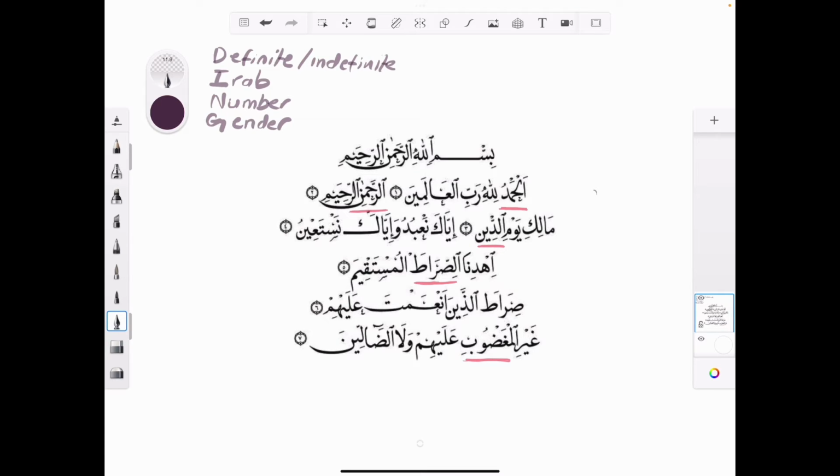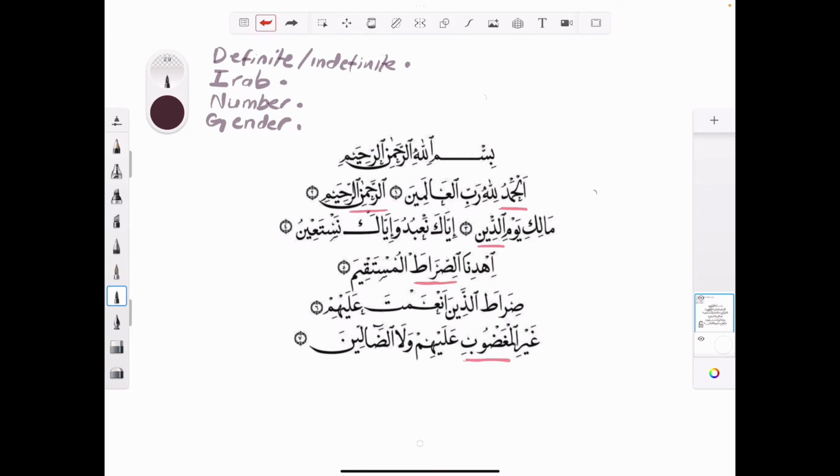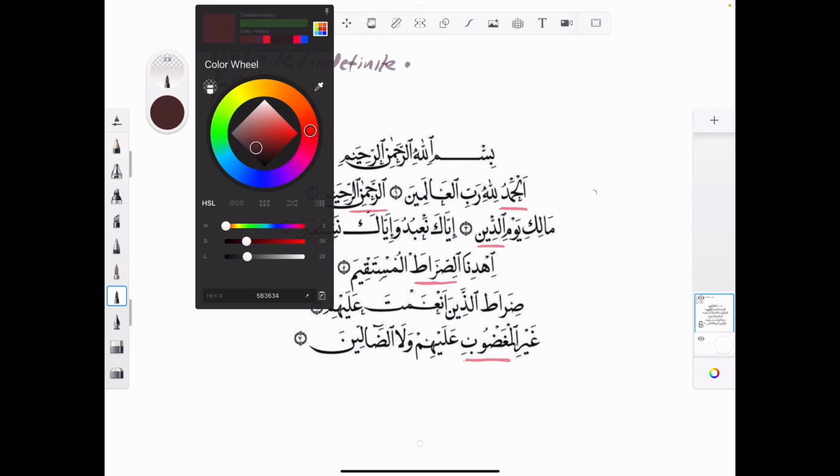We're going to take these words here. For example, alhamdu: we're going to work out whether it's definite or indefinite, what the i'rab on it is, whether it's singular, plural, or dual, and what the gender of that word is. I'm going to do the first one with you as an example, and then I want you to pause the video and do the rest. Let me pick a thinner pen and a different color so we can see it a little bit more.